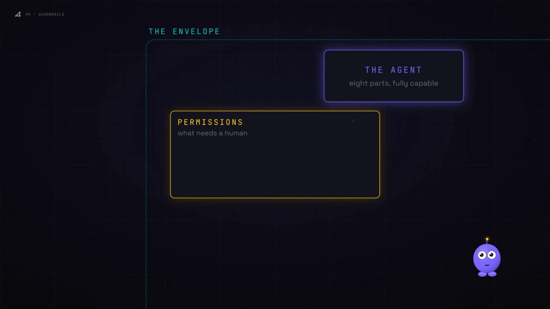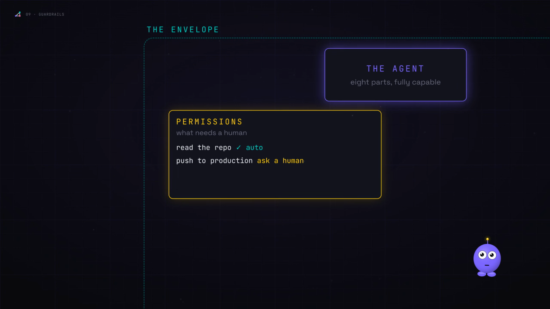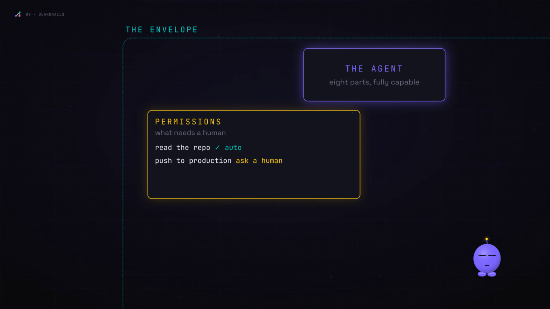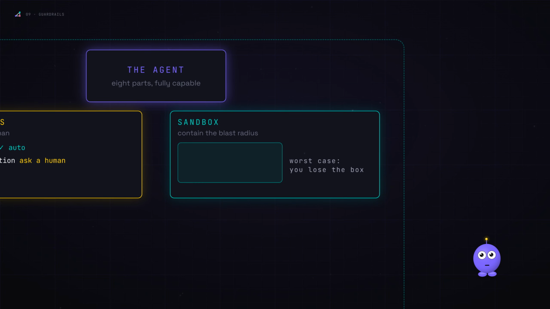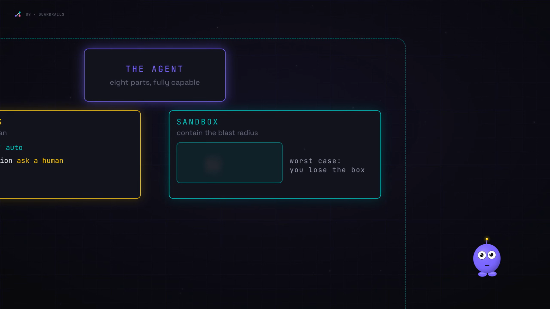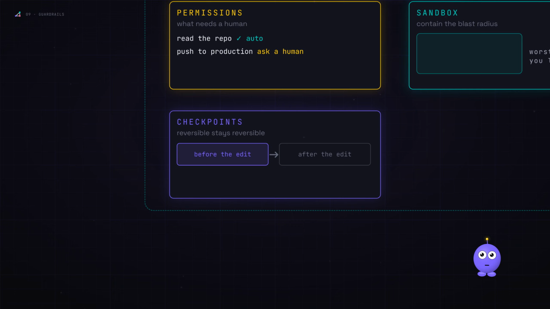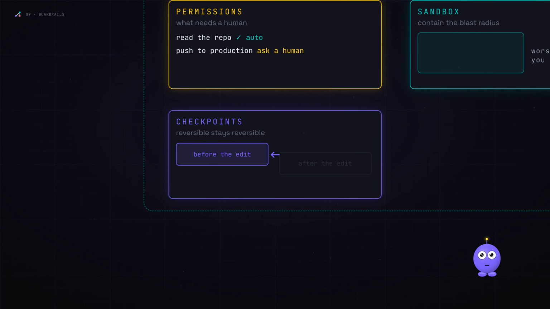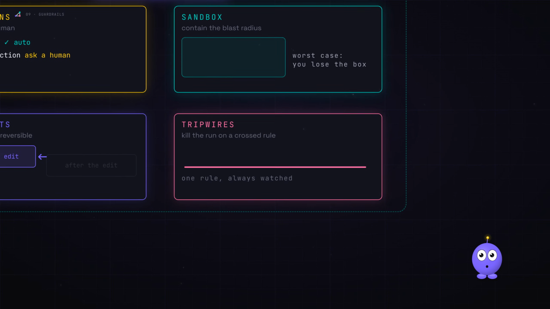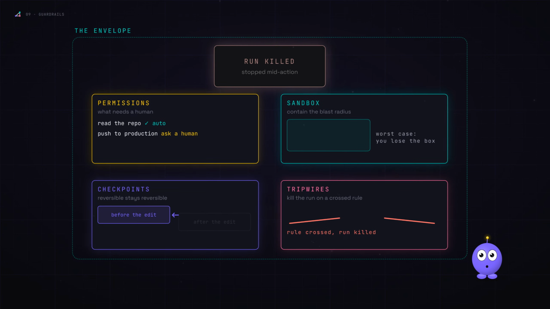Permissions decide what needs a human. Reading the repo? Sure, go ahead. Pushing to production? Ask first. Sandboxes contain the blast radius. Commands run inside a box, where the worst case is losing the box. Checkpoints: snapshot the files before every edit, so anything reversible stays reversible. And tripwires kill the run the moment a rule is crossed.